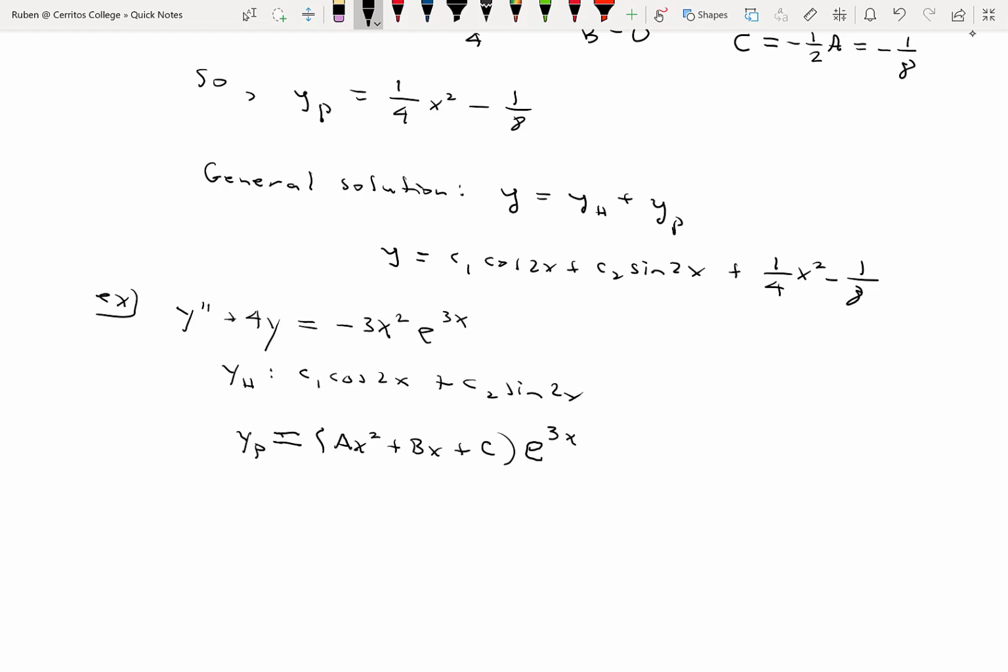If we were actually solving this problem, we wouldn't be done. We'd need to take y sub p, substitute it into the differential equation, and form a system of equations. In this case, there would be a system of three equations and three unknowns. And then we'd go forward with that. That's a lot of grunt work that always results in a system of equations.